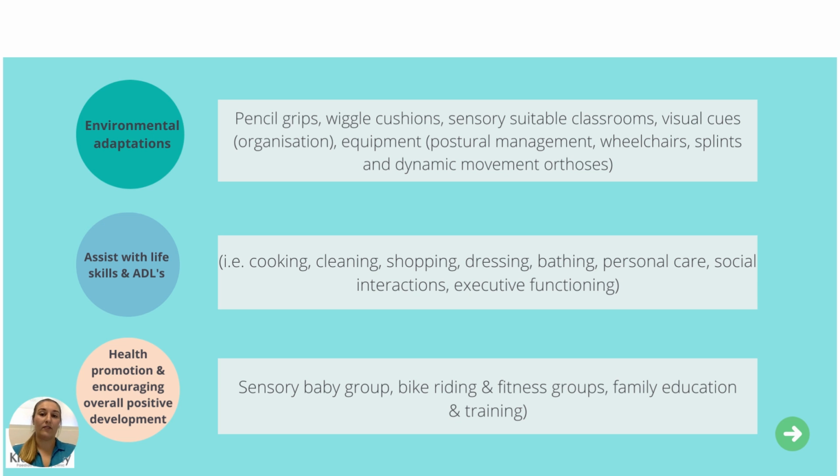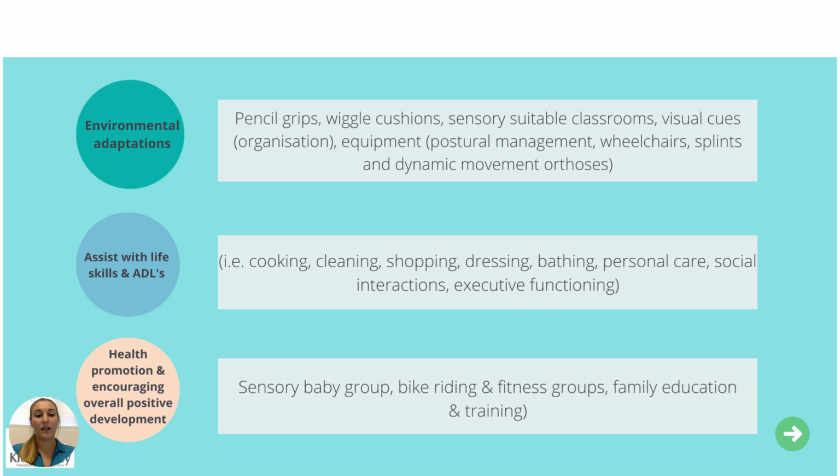Another area would be environmental adaptations. So occupational therapists would be able to help with providing different pencil grips, different sensory suitable equipment, equipment such as wheelchairs, splints, things like that within different environments for clients. OTs would also assist with skills and activities of daily living, such as cooking, cleaning, shopping, personal care, executive functioning. And the last area would be health promotion and encouraging overall positive development.